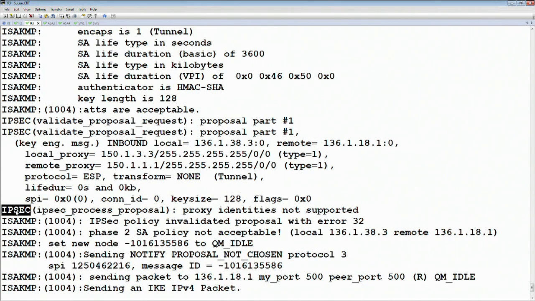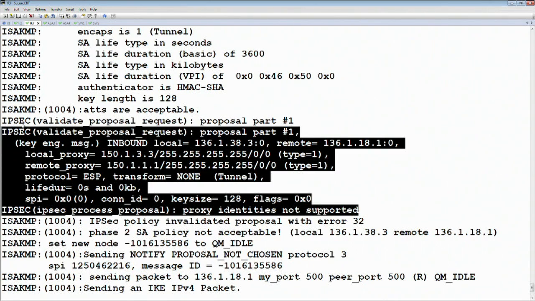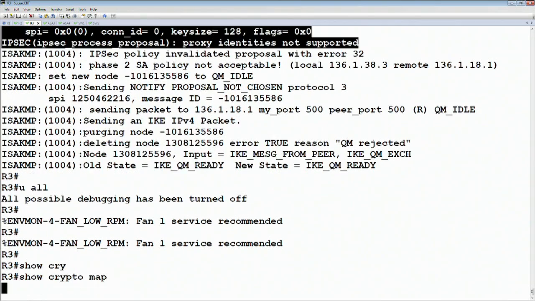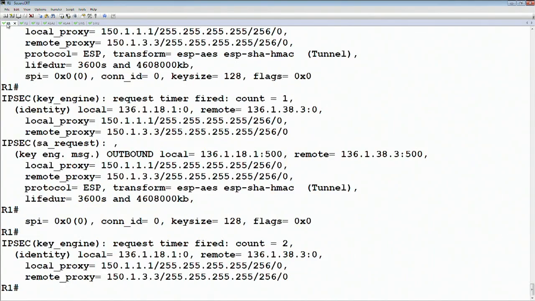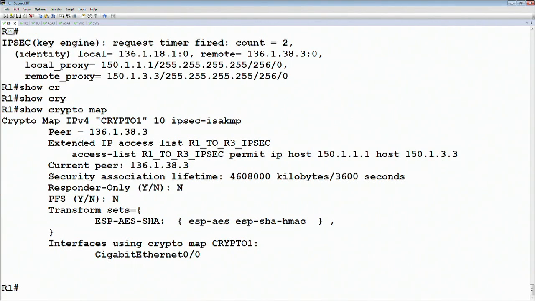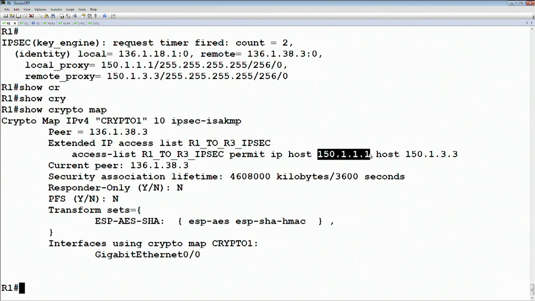Okay, notice this one here. This is an IPsec debug. This is not an ISAKMP debug. What this means is that there's something wrong with the access list between the two of them. So if we now look at the show crypto map, it says that for the peer router 3, the proxy ACL is traffic from 150.111 going to 150.133.